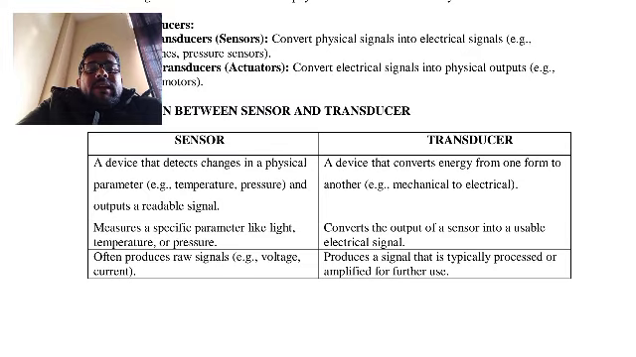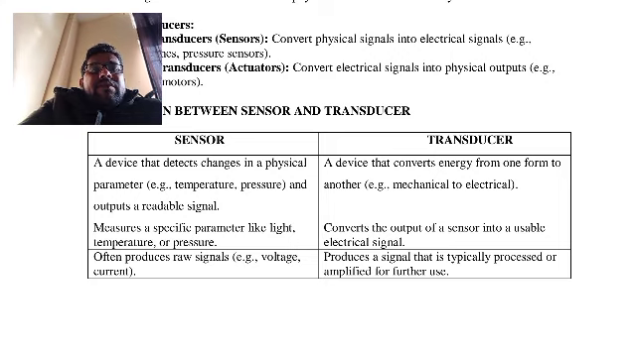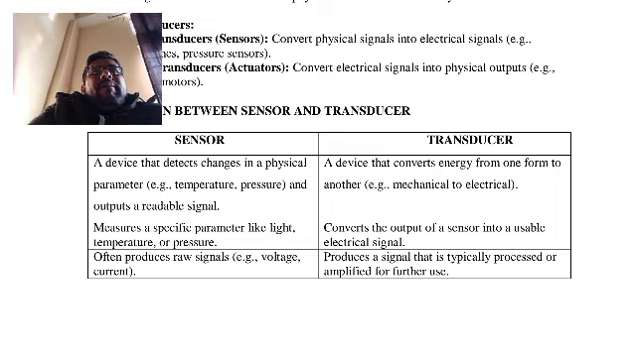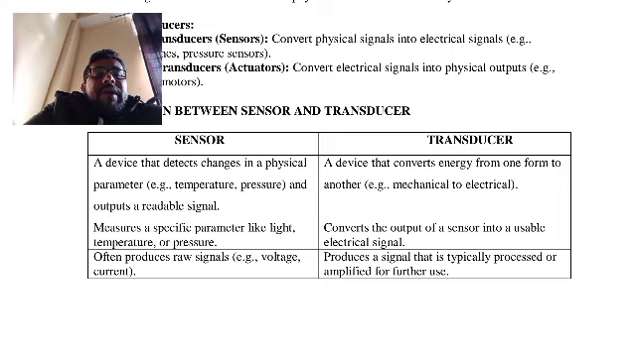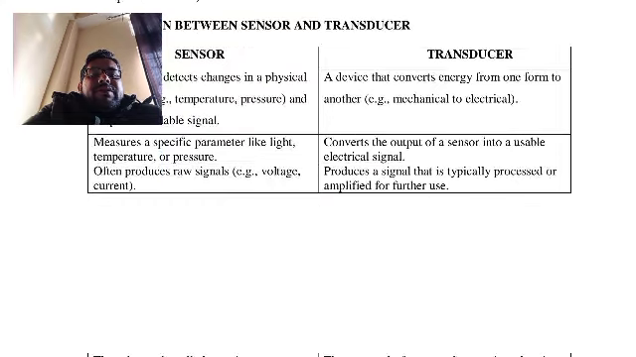Second, sensors measure a specific parameter like light, temperature, or pressure, while a transducer converts the output of a sensor into a usable electrical signal. The output we have got from the sensor can be converted into a usable form by the transducer. A sensor often produces a raw signal, a voltage or current. Transducers produce a signal that is typically processed or amplified for further usage.